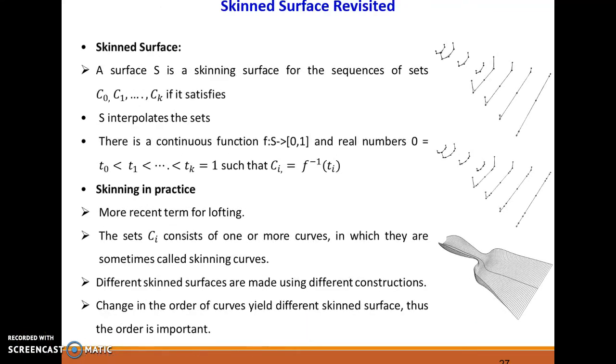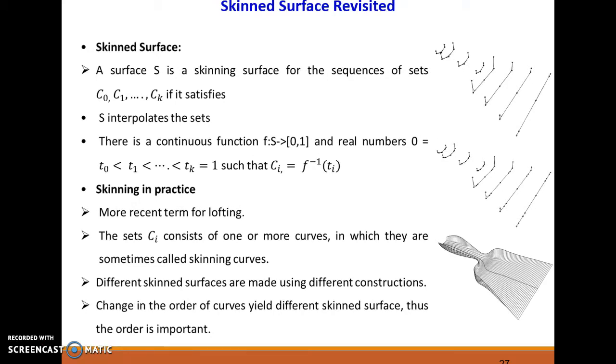A surface S is a skinning surface for the sequence of sets C0, C1, ..., Ck if it satisfies two conditions. That is, S interpolates the sets, and there is a continuous function f on S such that Ci is equal to f inverse of ti, and the real numbers 0 equal to t0 less than t1, and so on, less than tk equal to 1. The second condition ensures that we have coplanar cross-sectional curves without any intersections.